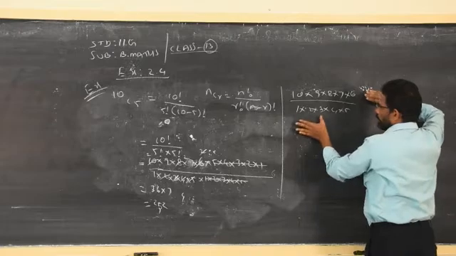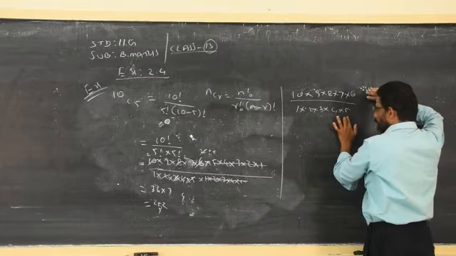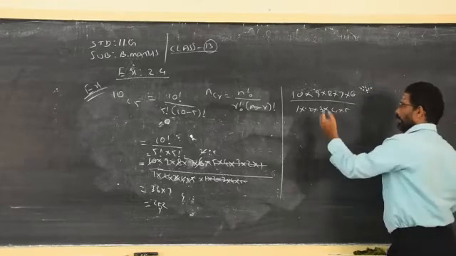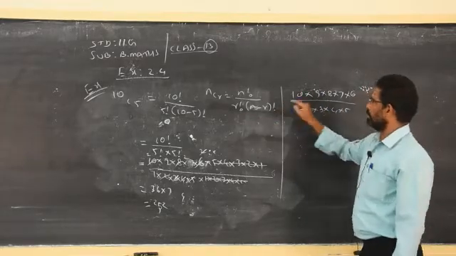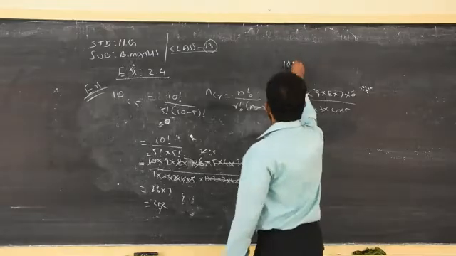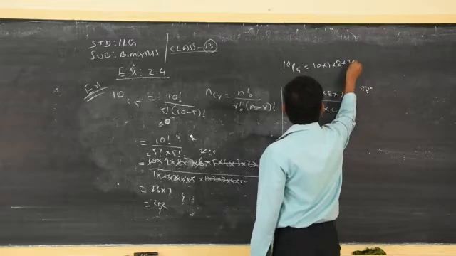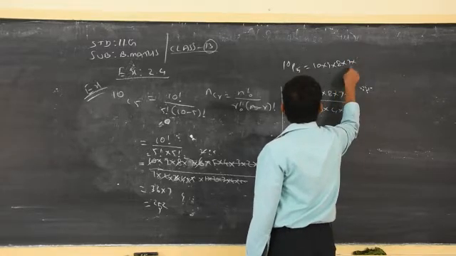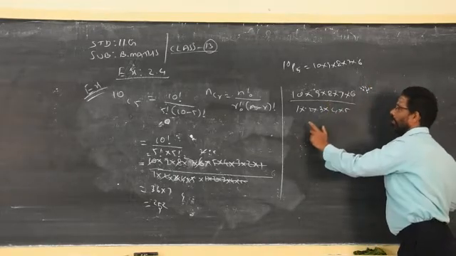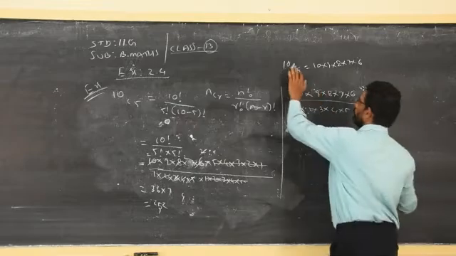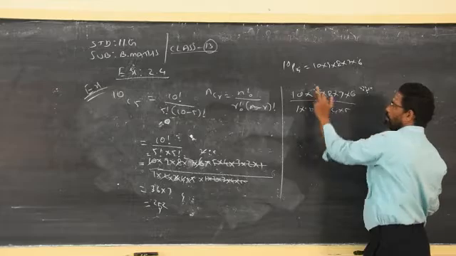But in combination you have to write 1 into 2 into 3 into 4 into 5, either in ascending or descending order, your wish. You can write 5, 4, 3, 2, 1 also, that is also correct. The difference between permutation and combination: if it is only permutation, you write only the numerator. Whereas in combination you have to write the denominator up to 5. If it is given 4, you write up to 4. If it is 6, you write up to 6. That's the difference between permutation and combination.